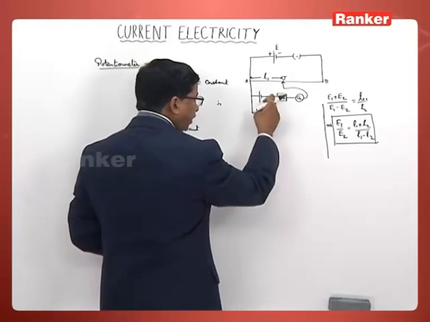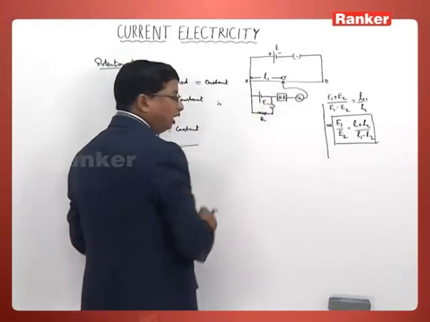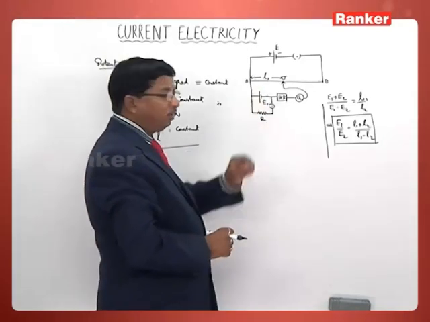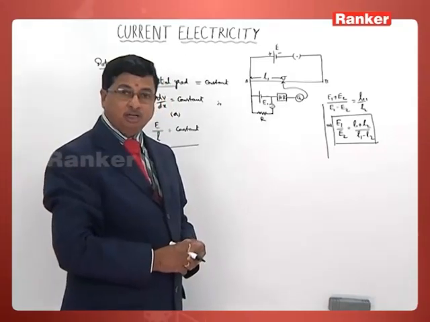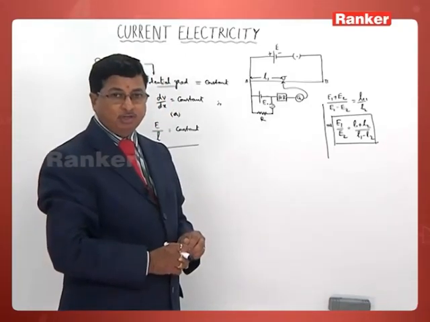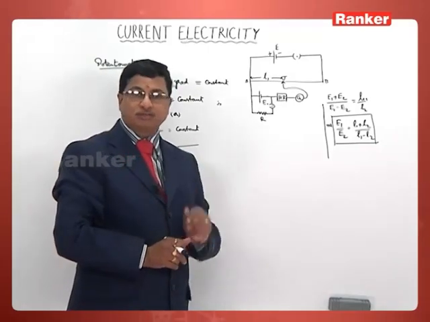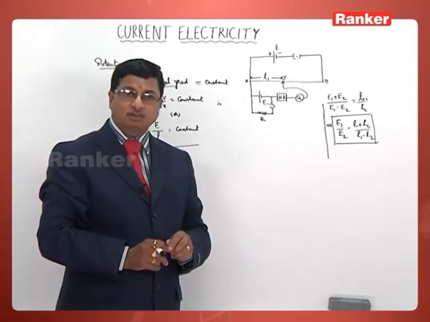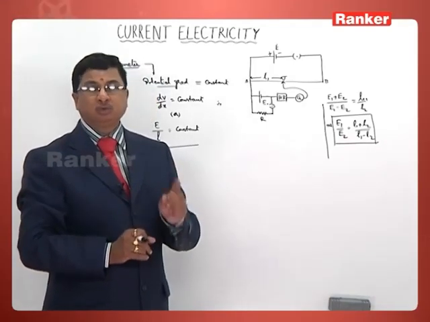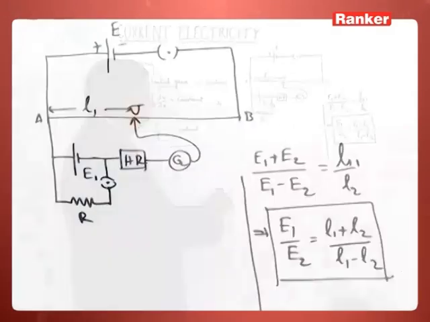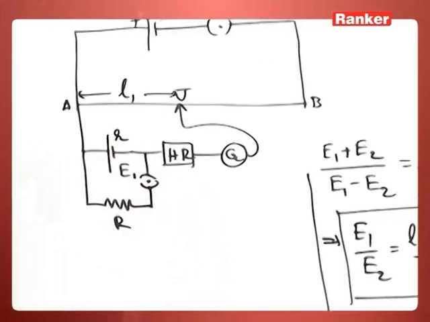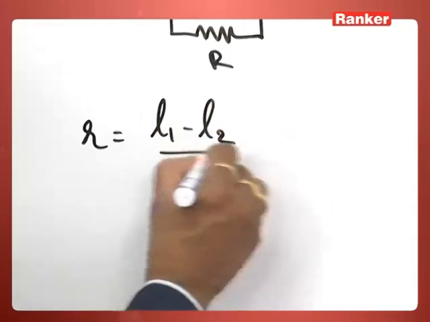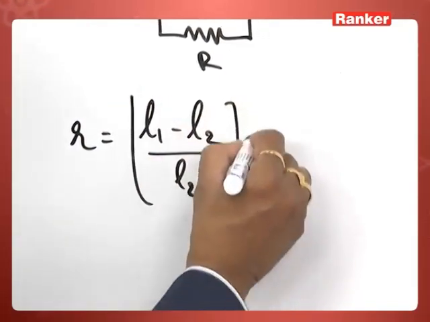Now put the key in, then the circuit will have external resistance also connected in the system. Whatever balancing length we get, take it as L2. That means without external resistance, the balancing length is L1. With the external resistance also connected, the balancing length is L2. Then what is the internal resistance of this circuit? r is equal to (L1 minus L2) by L2 into R.